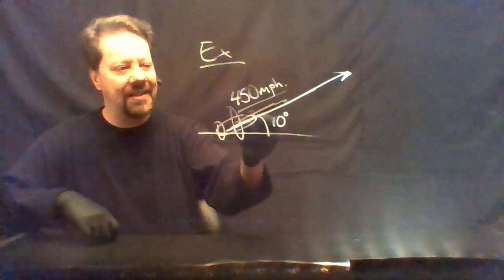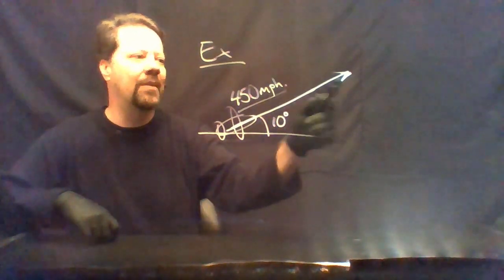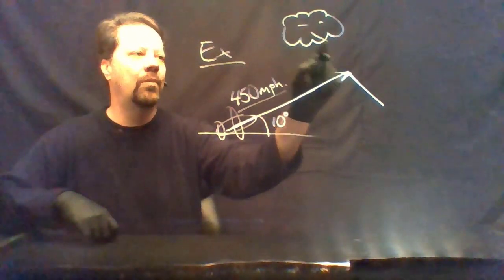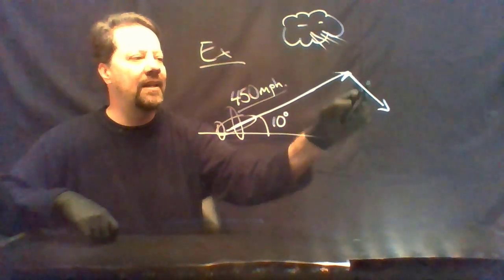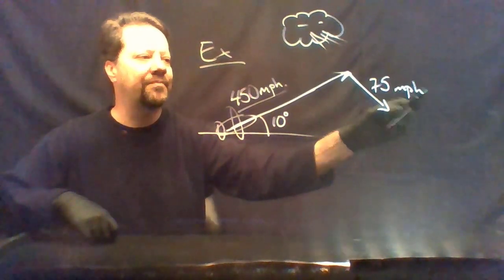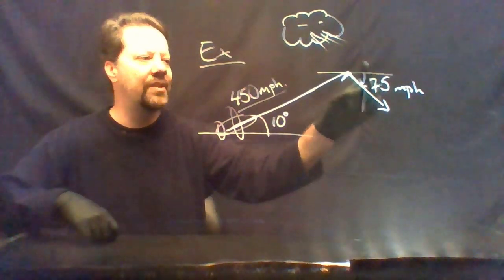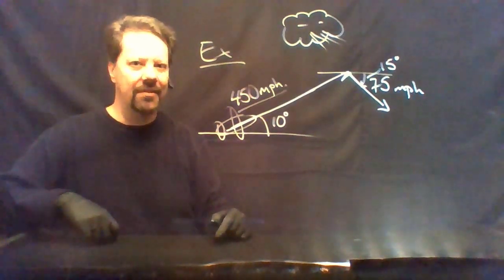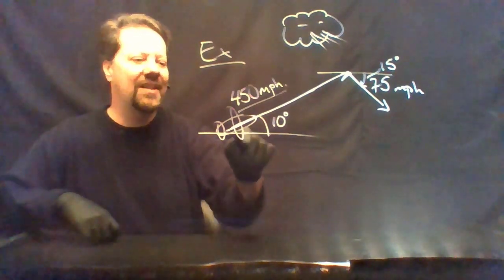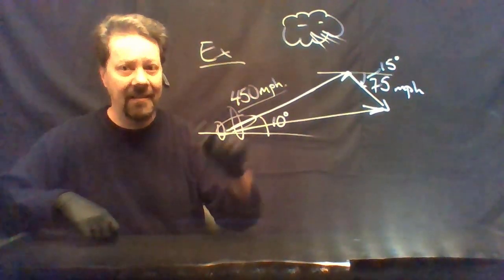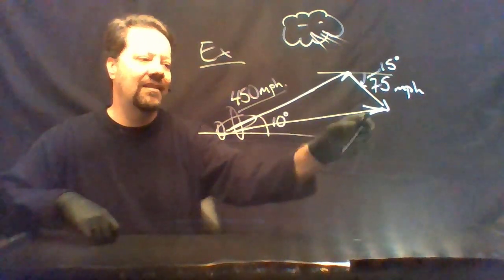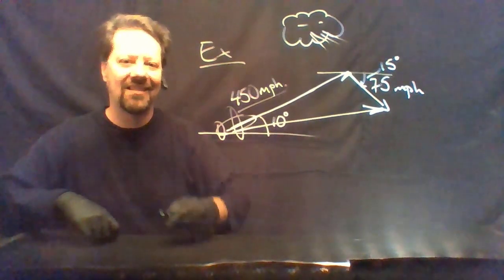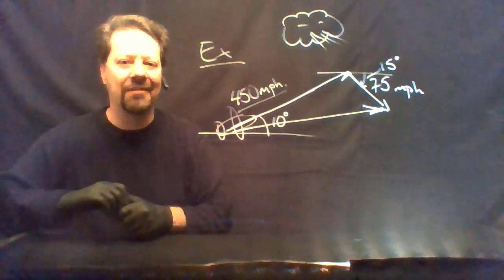The airplane is pointing in this direction and heading at 450 miles per hour, but it's experiencing a crosswind. The wind is at 75 miles per hour, and it's in a direction which is, let's say, 15 degrees south of due east. What is the resulting ground speed and direction angle of the airplane relative to due east? How is this wind blowing the airplane off course?